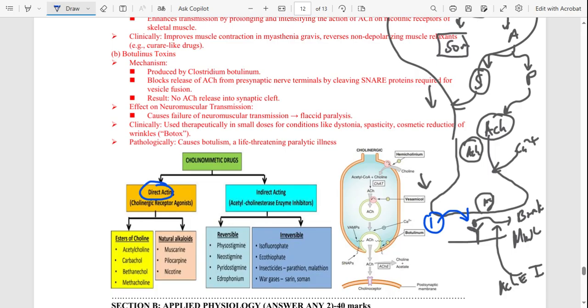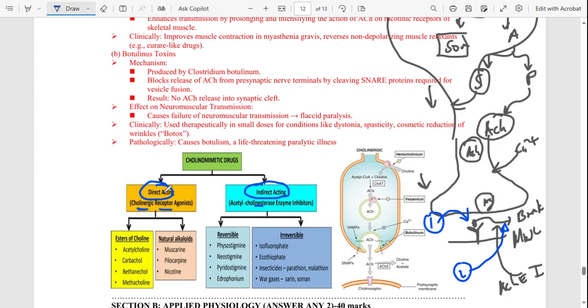parasympathomimetics. And then you have got these drugs that will basically come and stop the breakdown of acetylcholine. Acetylcholine will still not be broken down, so it will still be working. We call these indirectly acting parasympathomimetics. They just inhibit the acetylcholinesterase enzyme so that it doesn't break down acetylcholine. The direct ones were binding on the cholinergic receptor itself, behaving as agonists, behaving like acetylcholine.